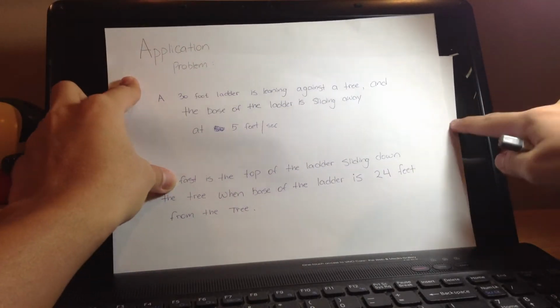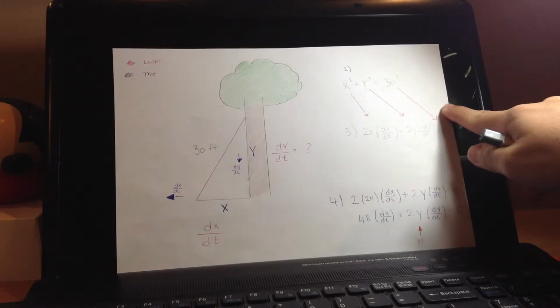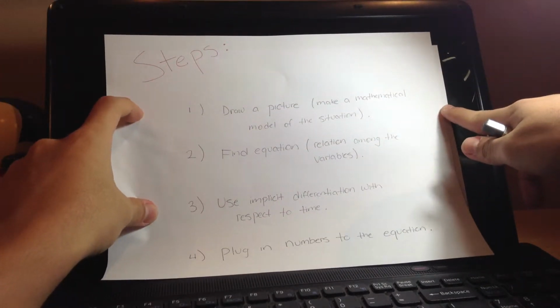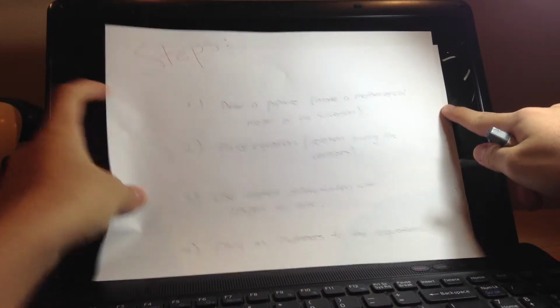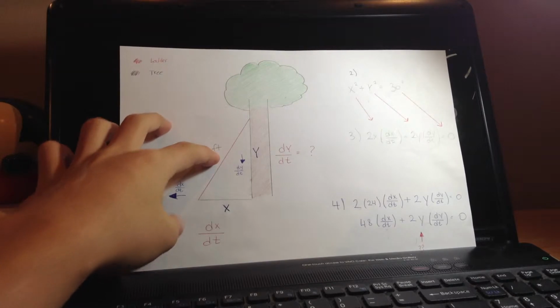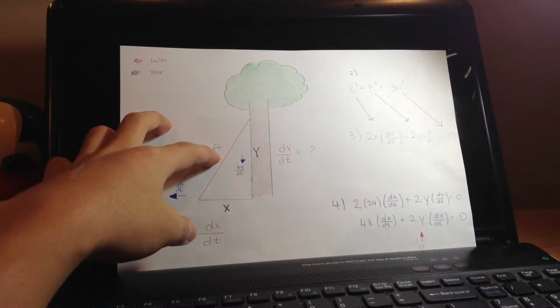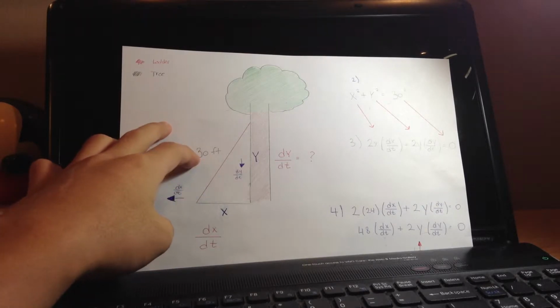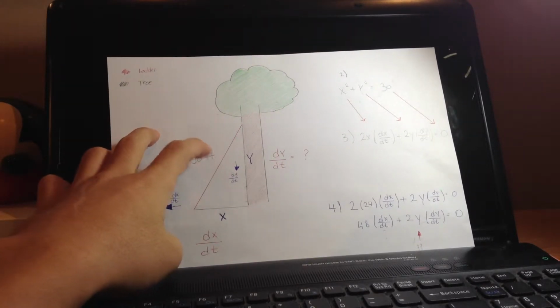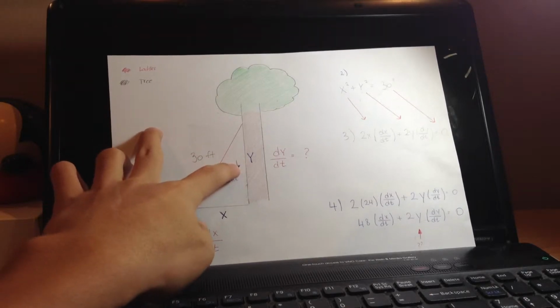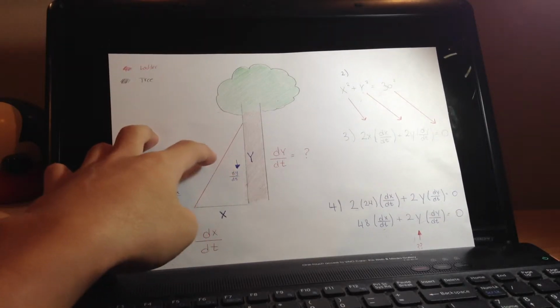As I mentioned in the steps, the first step is to draw a picture, make a mathematical model of the situation. As you can see here, this is the mathematical model of the situation, a tree and a ladder. And when you make a picture, always make sure to label all the sides with given information.